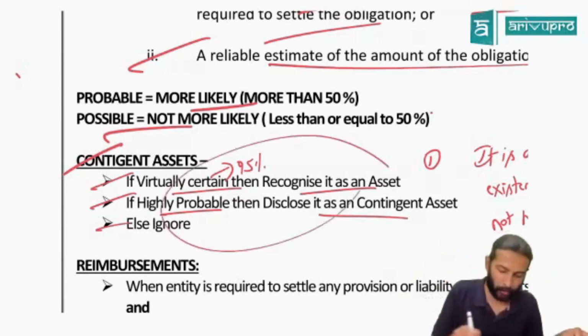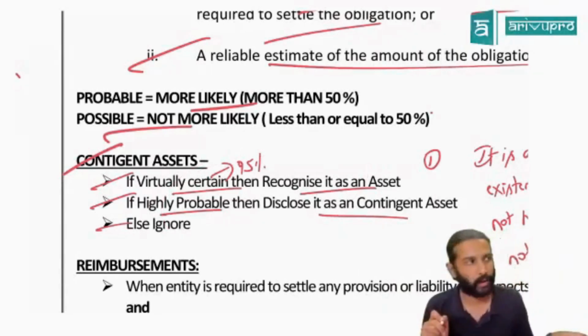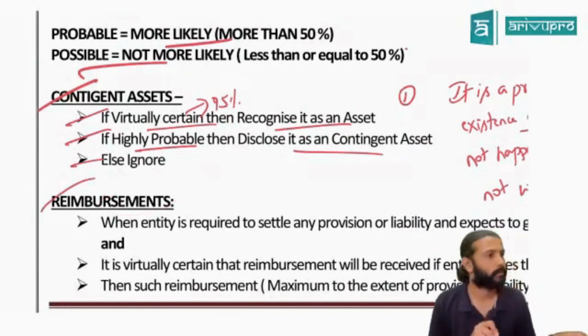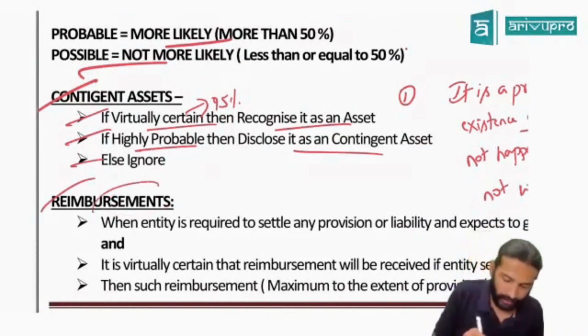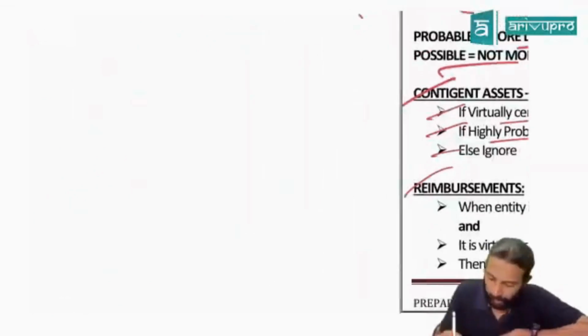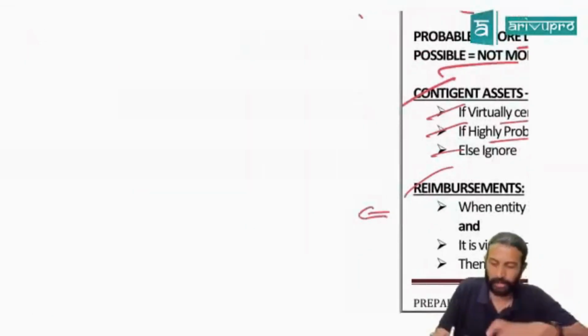Did you get the concept of this, everybody? Okay, now can I go for the next concept, if there is no doubt? Reimbursements. Before we explain this, I will give you a small example. See if you can understand here.